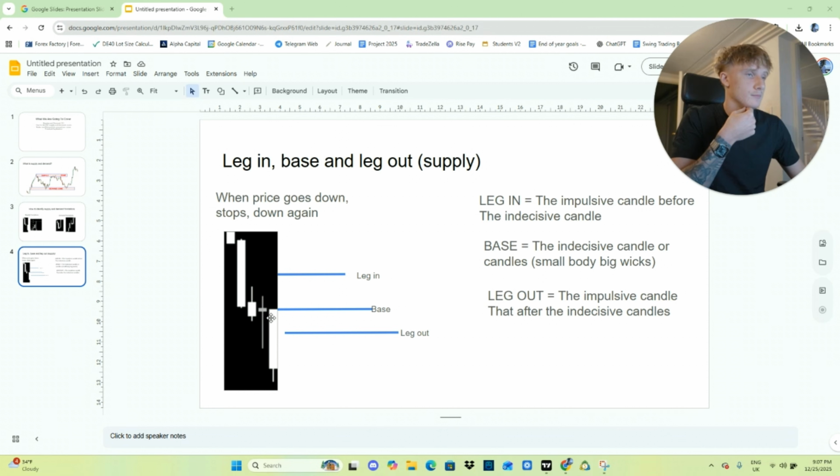So yeah, for impulsive, think big candle with small wicks in comparison to the body. And for an indecisive candle, we're looking at a small body and big wicks in comparison to the body. So yeah, just in case anyone wasn't too sure about that.